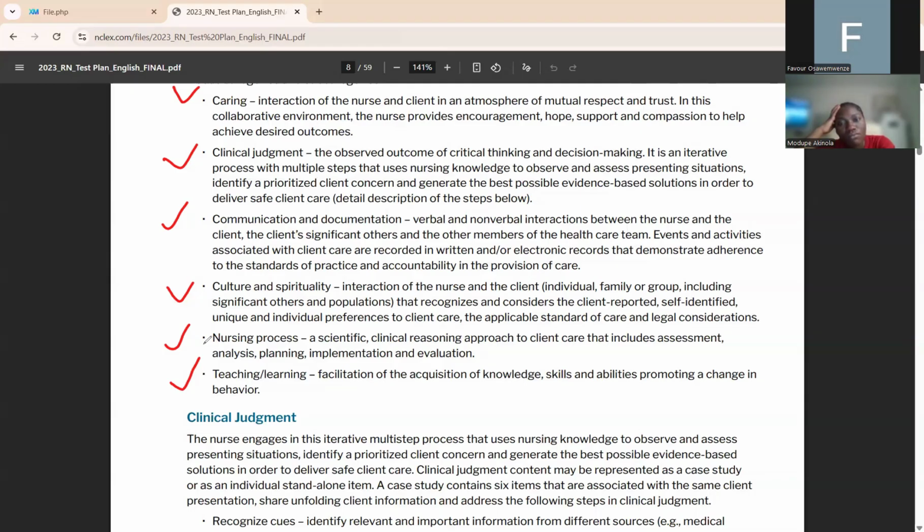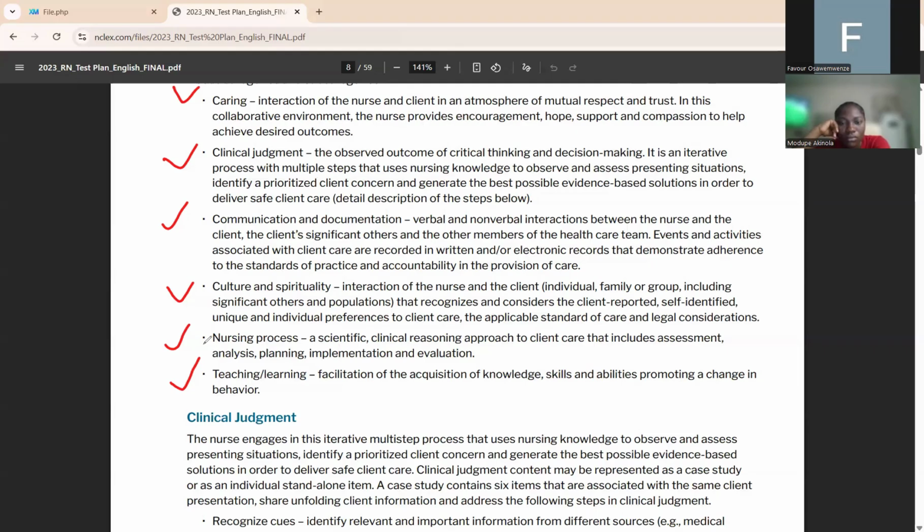Now, clinical judgment as well, you have questions that fall under clinical judgment. Your case study falls under clinical judgment. Your bow tie falls under clinical judgment. Your chart question falls under clinical judgment. Any question that involves critical thinking falls under clinical judgment. Now, certain questions fall under communication and documentation. You will see that question, and once you read it, you'll find out that all the NCLEX wants is for you to either communicate something to somebody or document something. That's what you will see in the particular question.